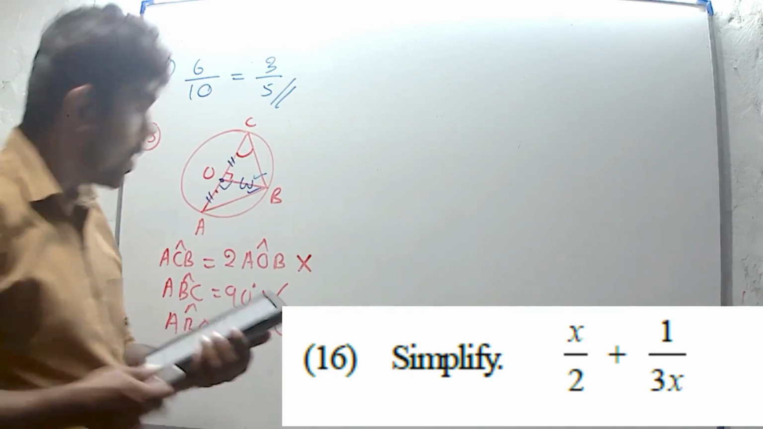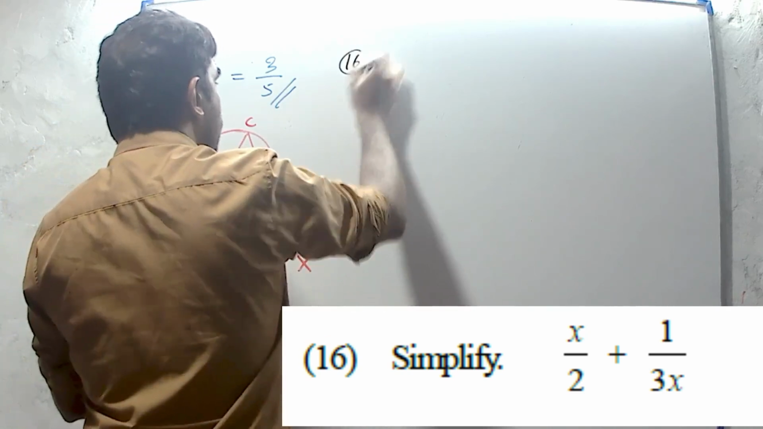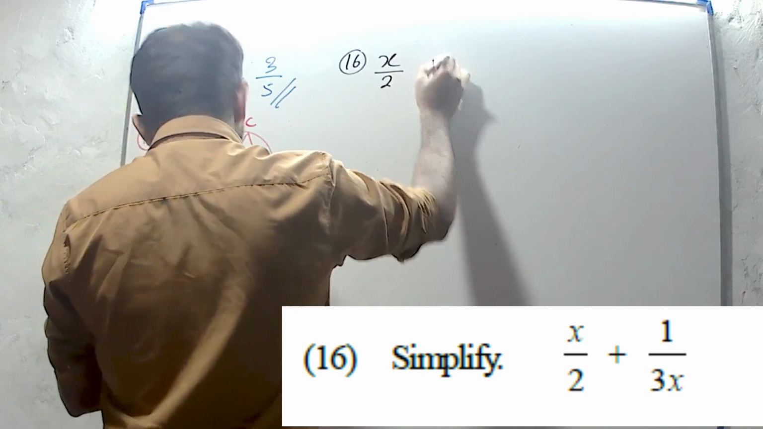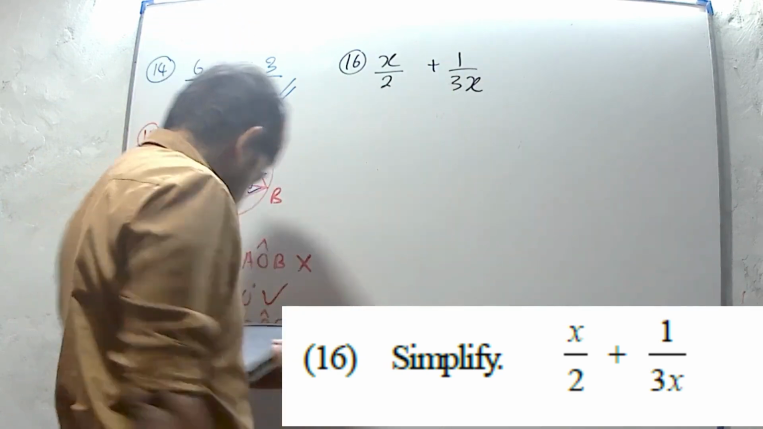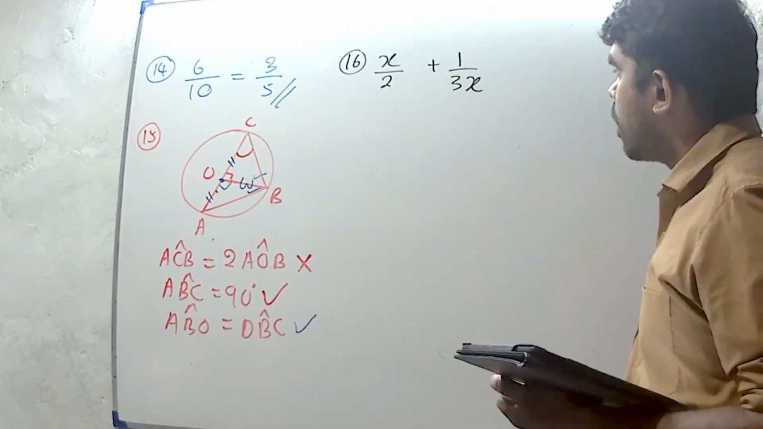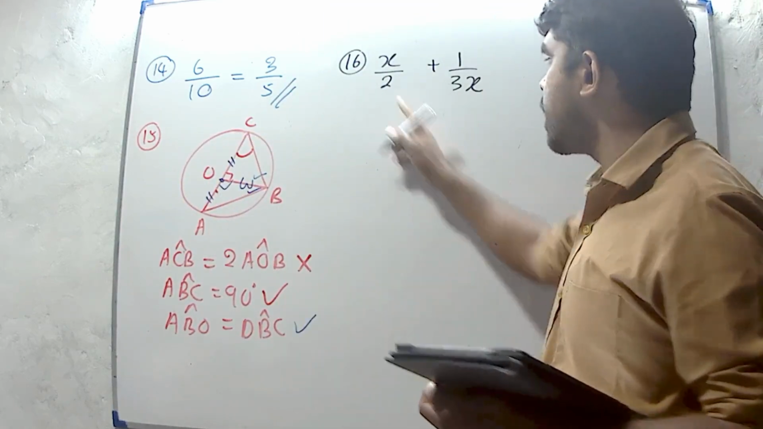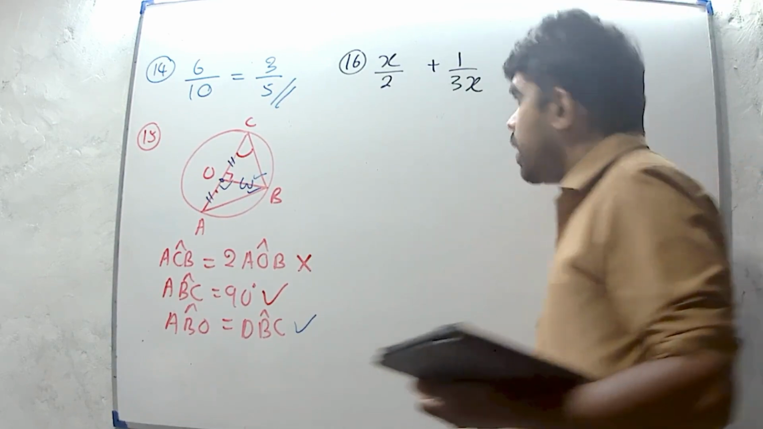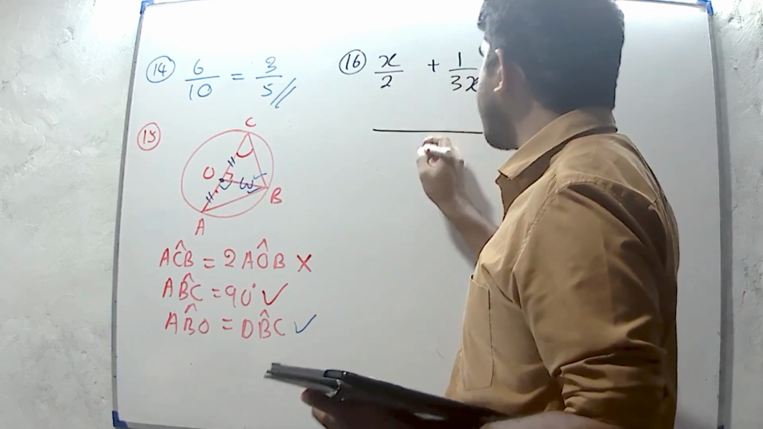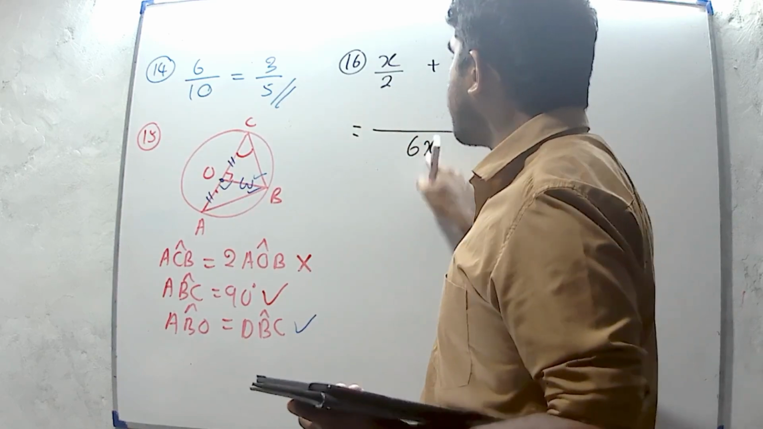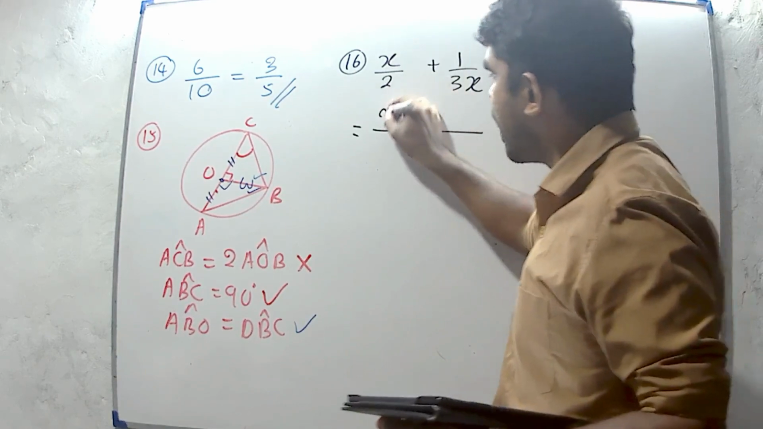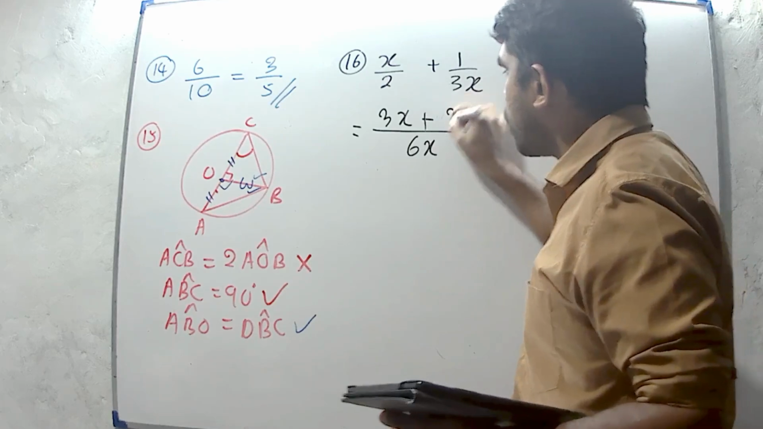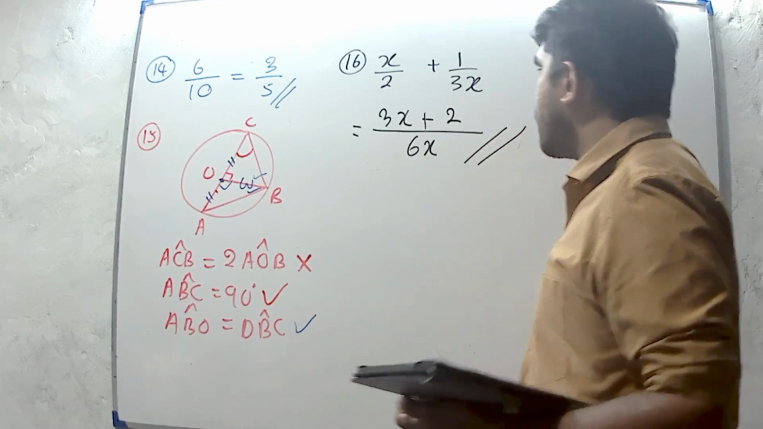Question number 16. I will write the expression x over 2 plus 1 over 3x. We have to simplify it. We can get the LCM of the denominators 2 and 3x. We have to get the product 2 into 3x, 6x. 6x divided by 2 is 3, 3 into x is 3x. Plus 6x divided by 3x is 2, 2 into 1 is 2. We can't simplify it further. It is the final answer.